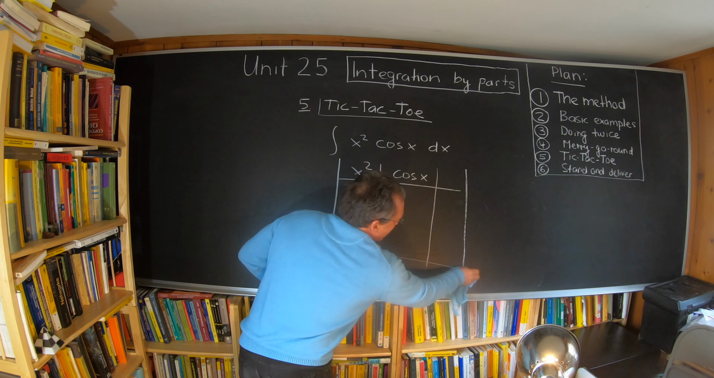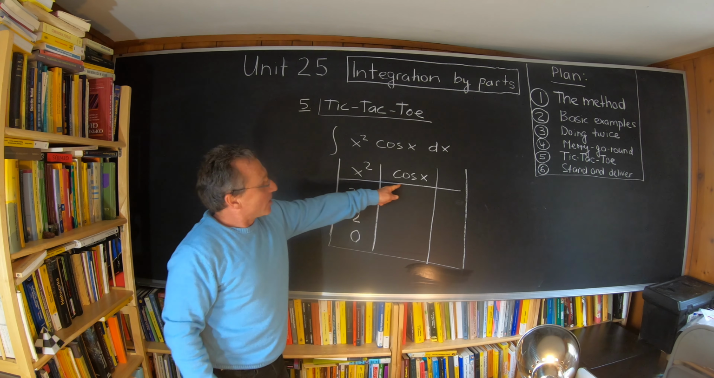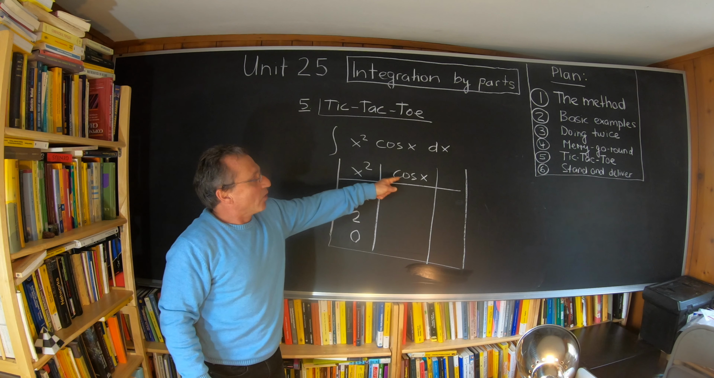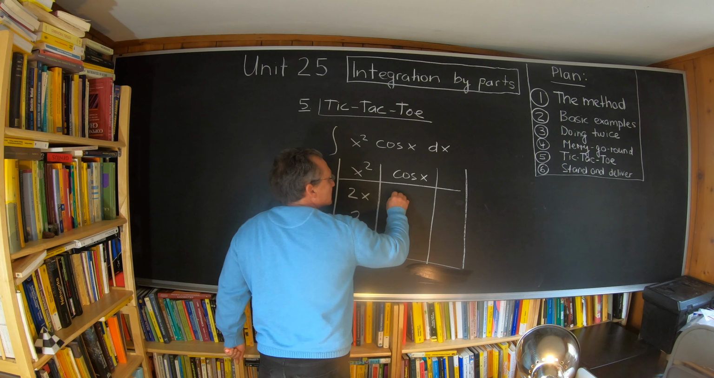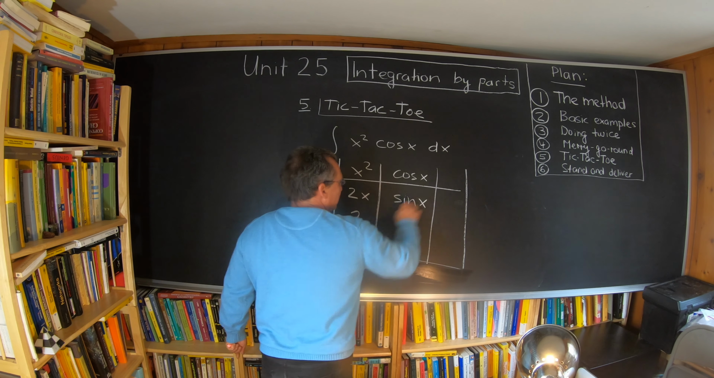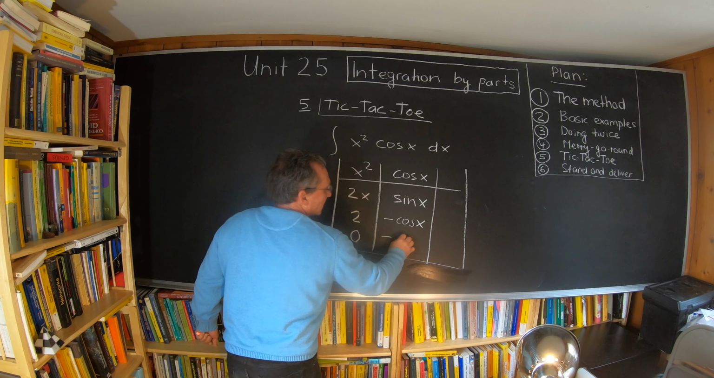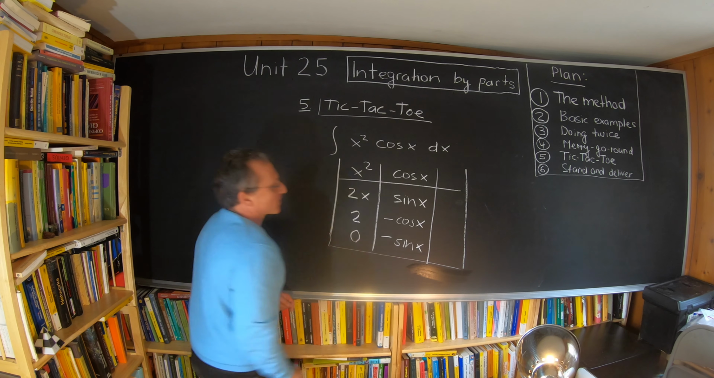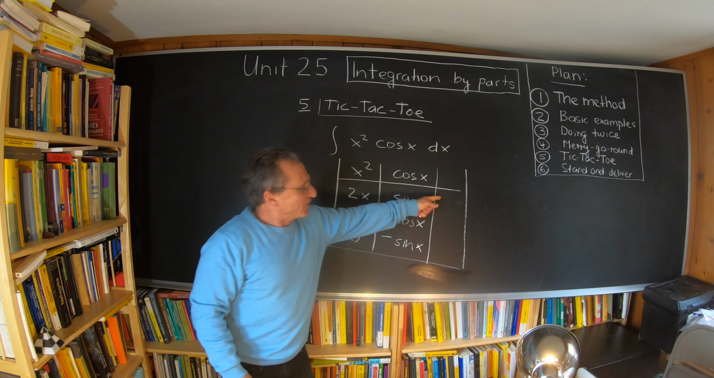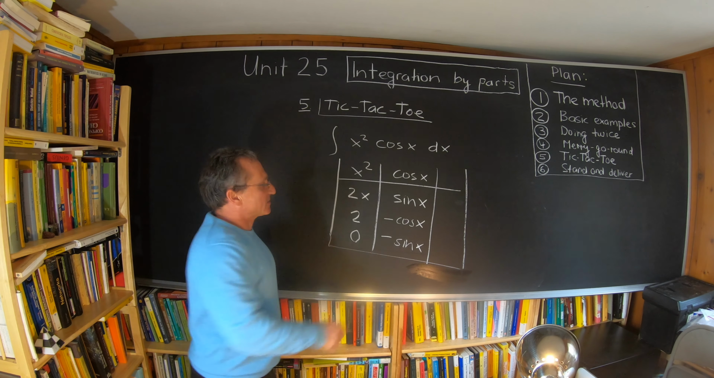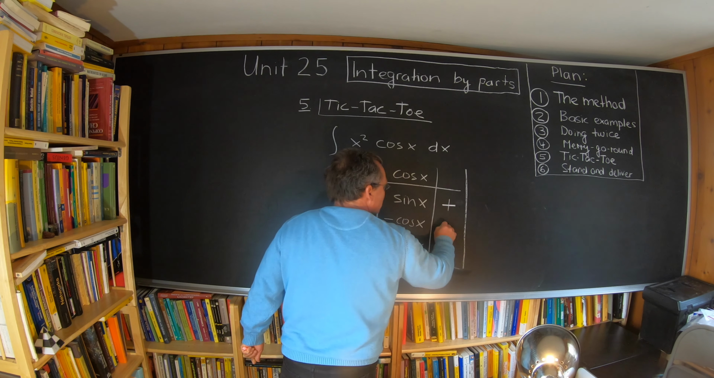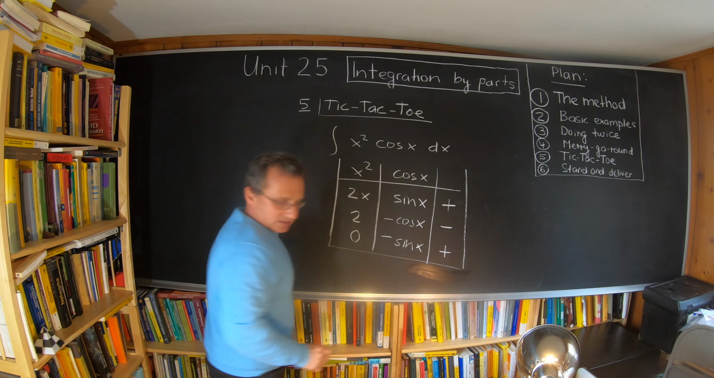And in this column I'm integrating. So cosine x, when I'm integrating that, I get sine x. I integrate again, I get minus cosine x. I integrate again, I get minus sine x. Now in the third column we just put plus, minus, etc. So we take plus, minus, plus.